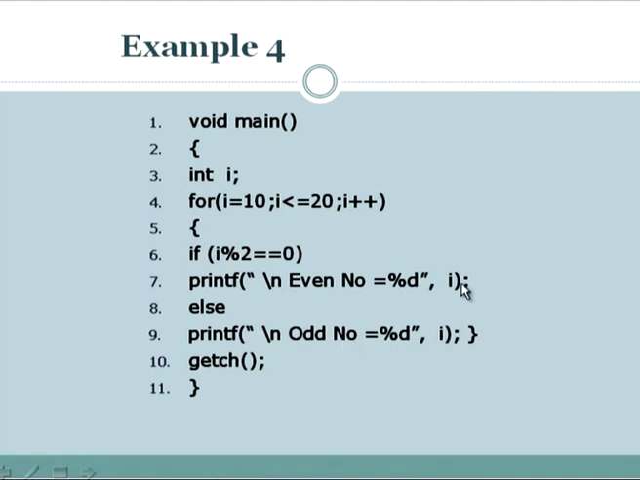This process will continue until the value of I becomes 21. At that instance, I less than equals to 20, this loop condition will turn out false, and thus control will move to the statements followed by the loop body.